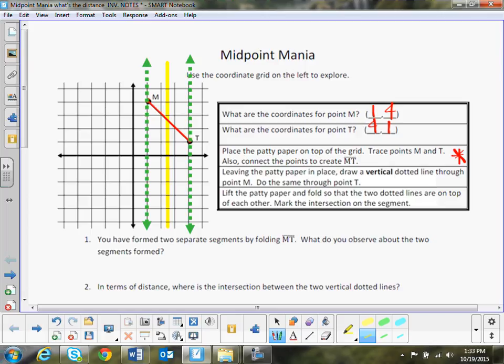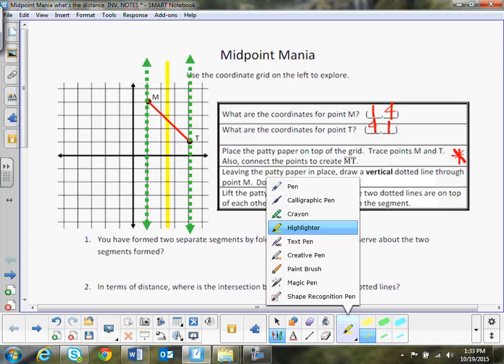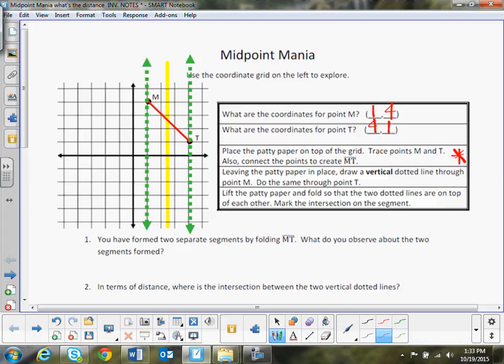All right, now it says mark the intersection of that segment. Okay, so let's mark the intersection. Mark it where that crease cuts, yeah, there you go, intersecting segment MT.